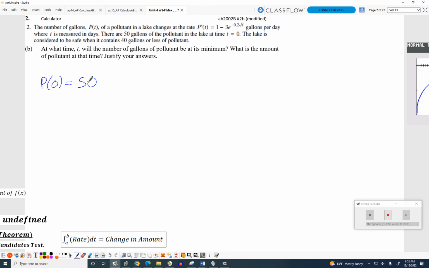We need to find the level of pollution at time B, so we can use the fundamental theorem to say the pollution level at time B will equal, the lake has 50 gallons at day 0, so this number has to coincide with this number. On day 0, there are 50 gallons of pollutant in the lake. If we integrate P prime, we'll discover how much the level of pollution in the lake changes between day 0 and day 30.